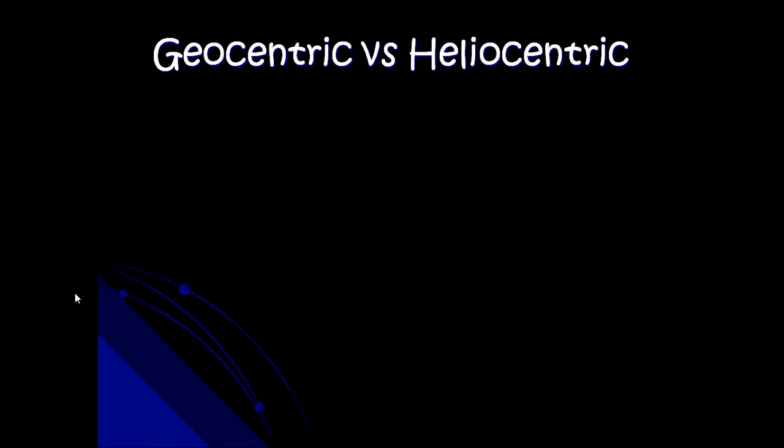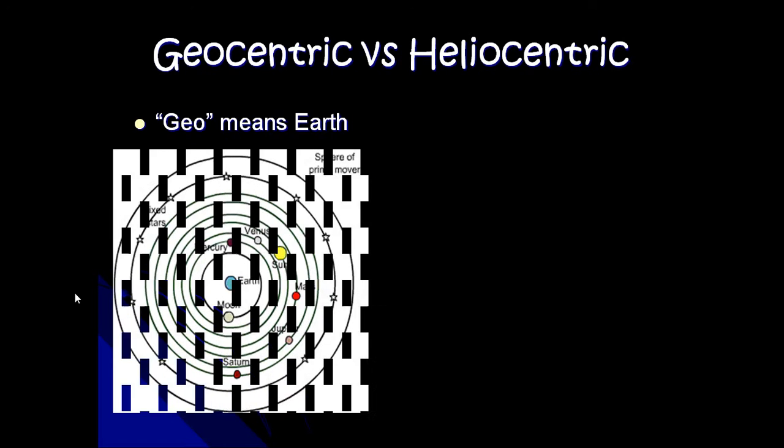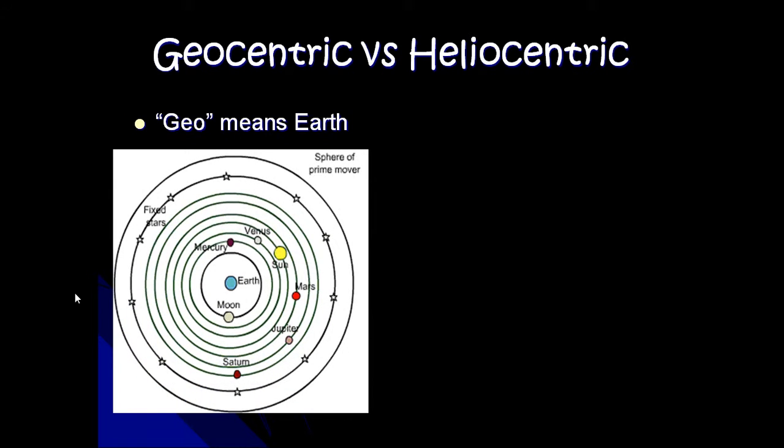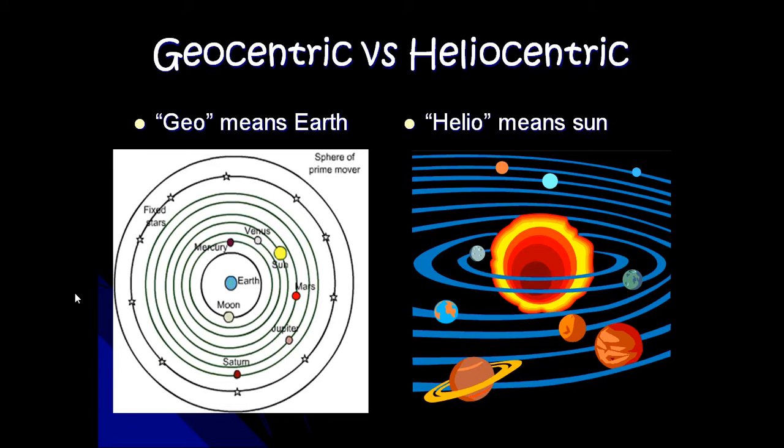Hey guys, today I'm going to talk about the theory between the geocentric and heliocentric models. So let's begin. So, geocentric versus heliocentric. Let's break it down first. We're looking at the word geo, which means earth. Notice the image below as we're talking about geo. Let's look at helio, which means sun. And let's look at the model where we're talking about the sun.